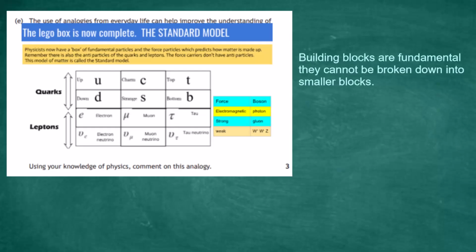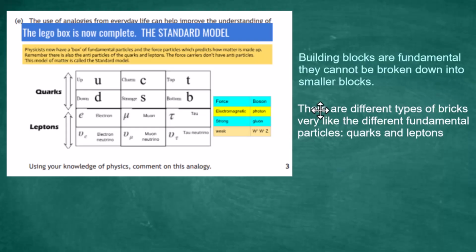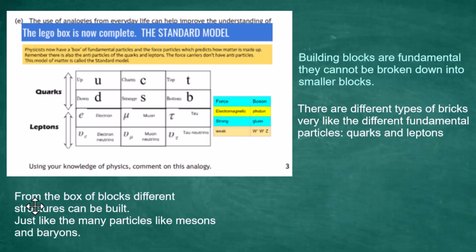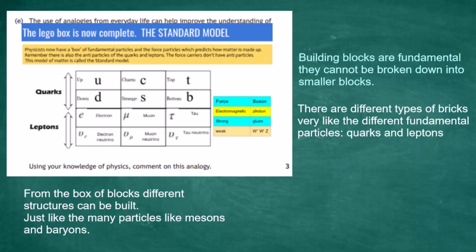And also we can put down that there are different types of bricks, like there are different types of quarks, different types of leptons, very like the different fundamental particles, the quarks and the leptons. And we also can put down the following from our argument. We can say from the box of blocks, different structures can be built. Just the same as you can build different things from your set of building blocks, for the standard model you can build things like mesons and baryons. And it's good to put in what the mesons are.